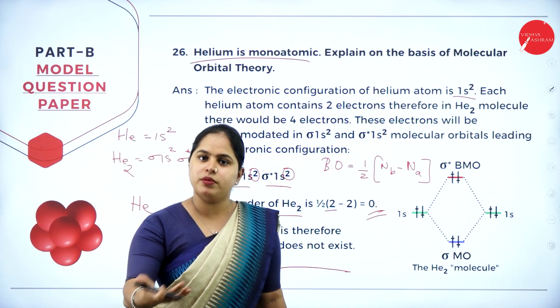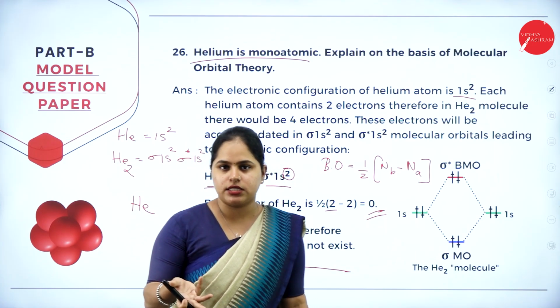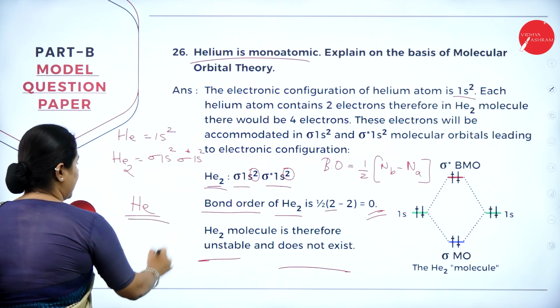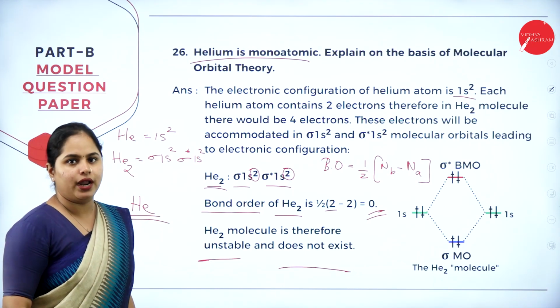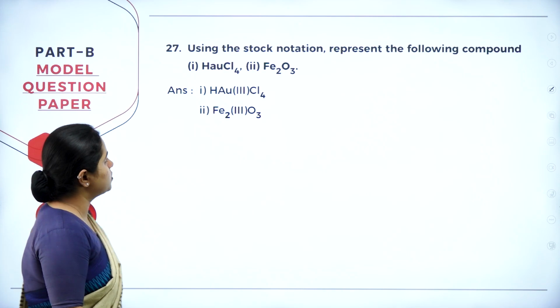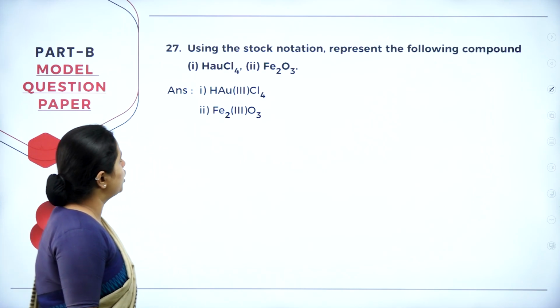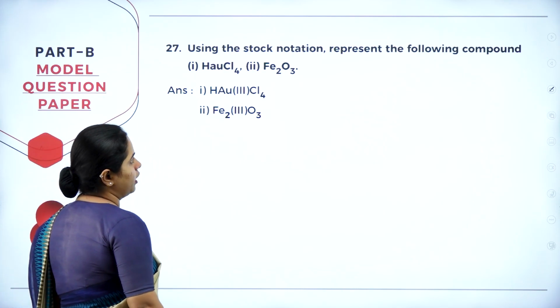So bond order is 0 means, of course, the helium molecule is not existing. Hence, it will be only existing as helium atom, which is monoatomic. Clear? Moving on to the next question. Using the stock notation, represent the following compound: HAuCl4 and Fe2O3.